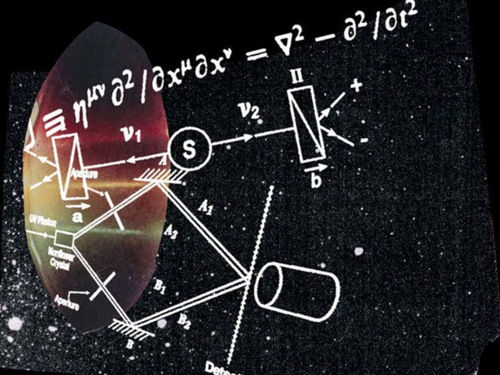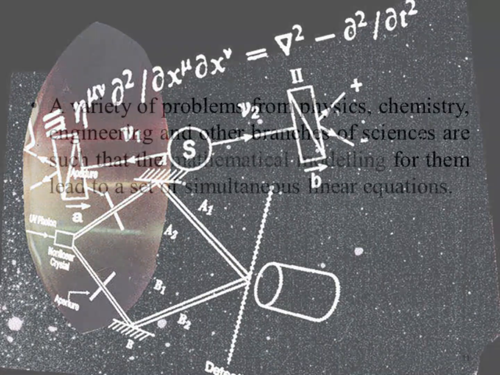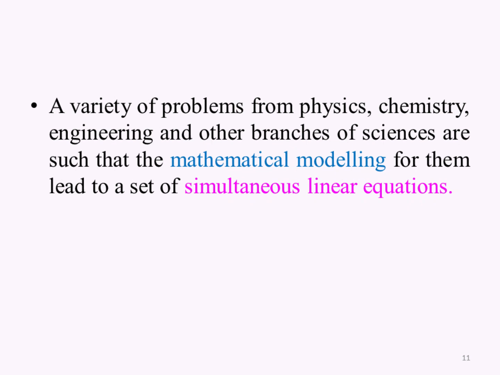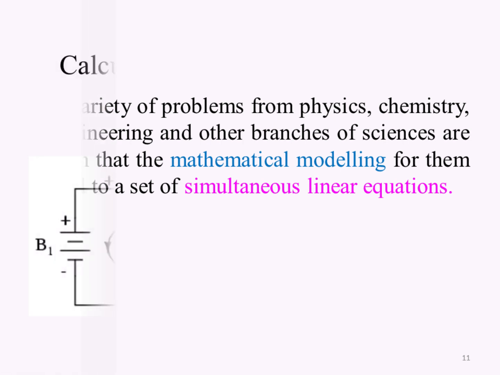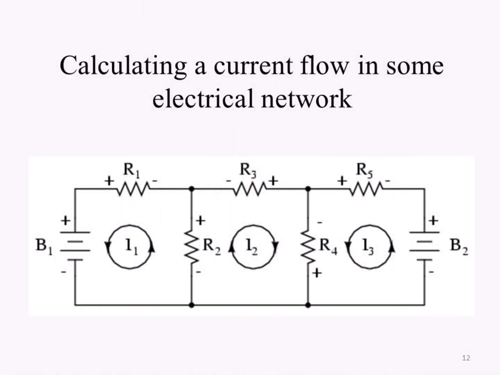So there are different problems, not only in physics but also in chemistry, in engineering and in other branches of the sciences, where you need to represent the actual situation in a mathematical model, where you may need more than one equation. For example, to calculate the electric current flow in an electrical network where a lot of resistances are present, different currents I1, I2 and I3 are to be known.